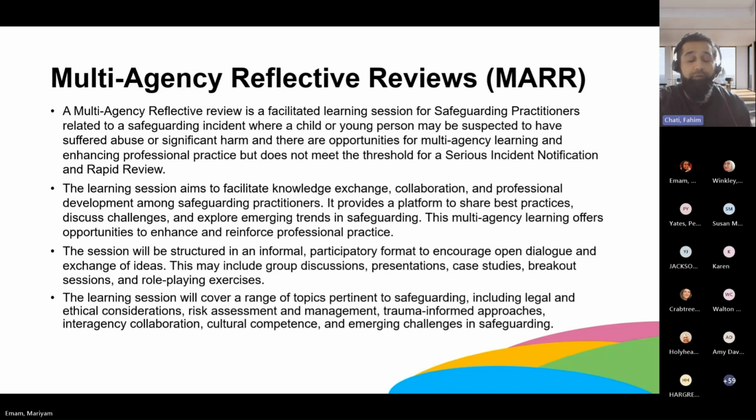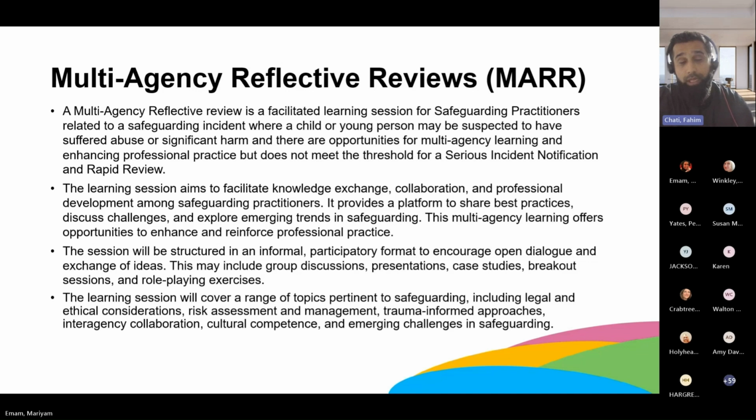For example, a referral has come through and the statutory partners may feel that, yes, there's room for improvement and something that could be learned through this. However, it's not meeting the criteria or threshold for a serious incident notification, and those safeguarding partners, health, police and local authority, will come to that decision together. They will say, we won't go down the route of a rapid review or CSPR, but what might be useful for practitioners, to immediately get that learning out there or to highlight some of the learning, is to hold a multi-agency reflective review.